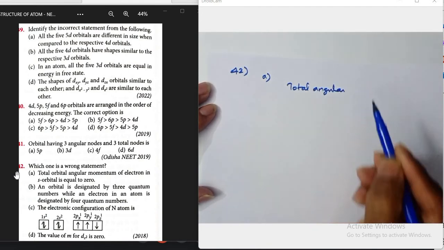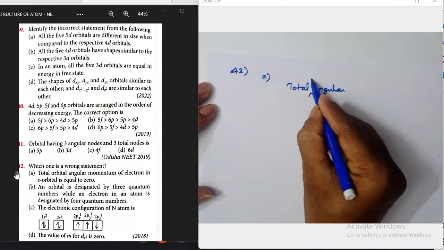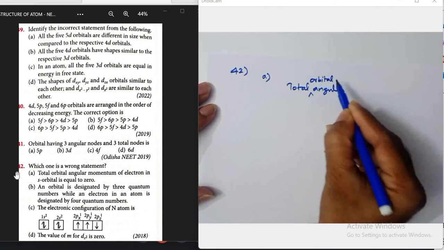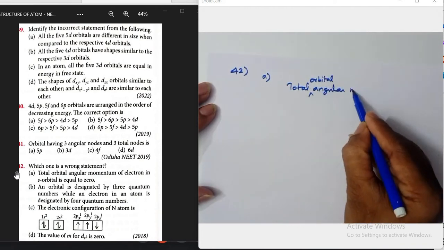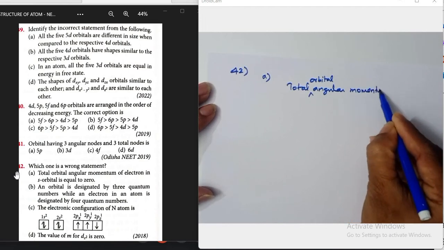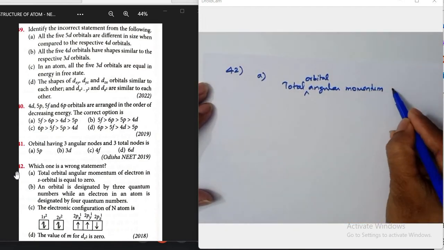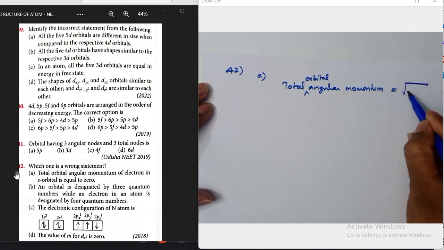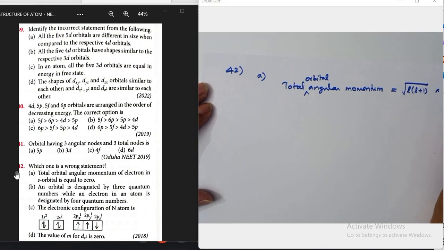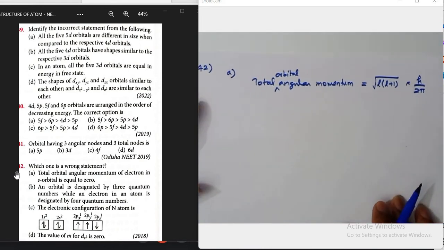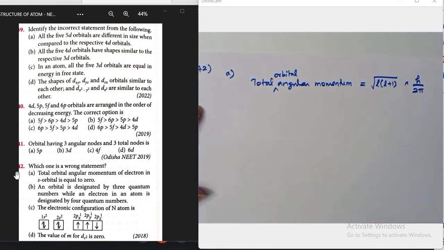What is the formula for total orbital angular momentum? Okay, this is very important. Total orbital angular momentum is given by the formula square root of L into L plus 1 into h by 2 pi. This is the formula for total orbital angular momentum. Now, in option A, it is given that total orbital angular momentum of electron in s orbital is equal to 0.